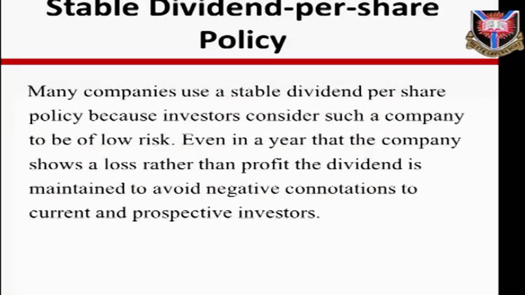Stable dividend per share policy. Many companies use a stable dividend per share policy because investors consider such a company to be of low risk. Even in a year that the company shows a loss rather than profit, the dividend is maintained to avoid negative connotation to current and prospective investors. By continuing to pay dividend, the shareholders are more likely to view the loss as temporary. Some shareholders rely on the receipt of stable dividend for income.